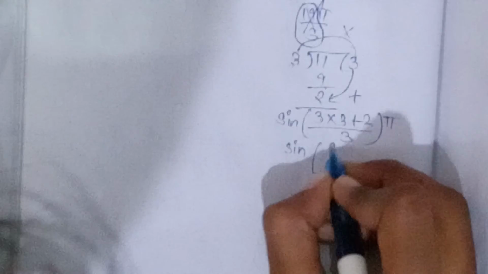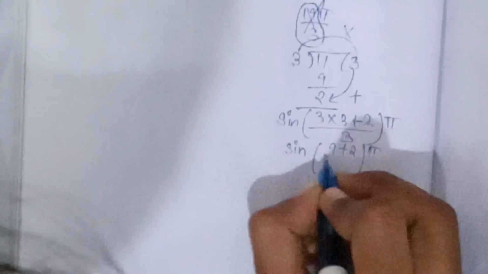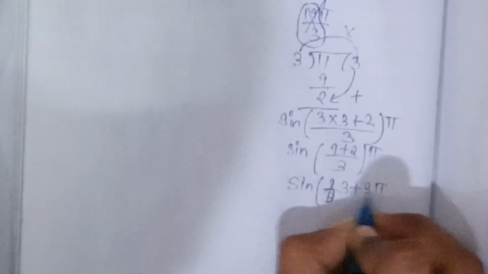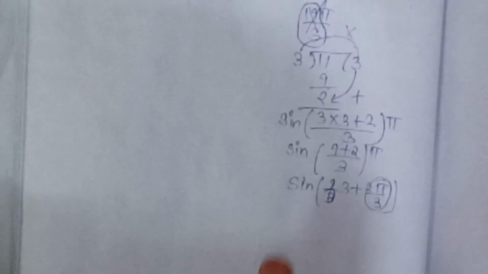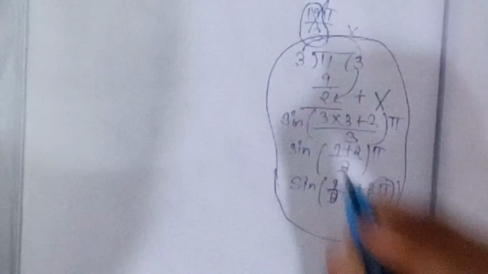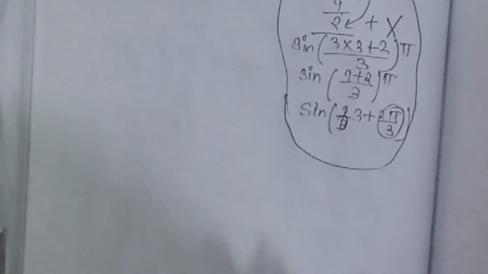Okay, so 3 3s are 9, plus 2 by 3. So when you do like this, 9 by 3, that is 3 it will come, but 2 pi by 3, there is no value of 2 pi by 3 in the trigonometry table, right? So we are not going to use this. Okay, so this is a totally wrong procedure. So you have to do like this in rough.